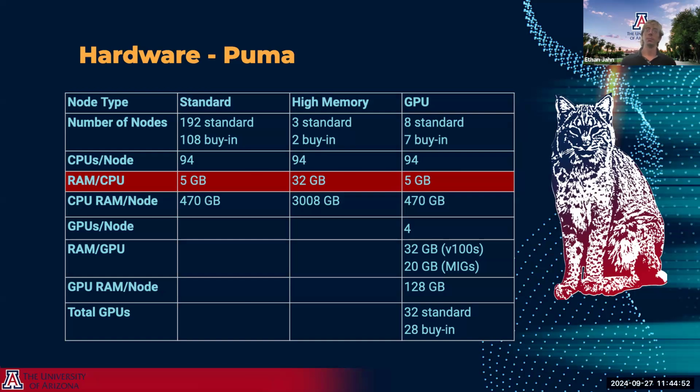If I'm running a job and I want to specify the total memory, it's always good to make sure that the total memory I specify is equal to the number of CPUs times the memory per CPU on the type of node that you're using.